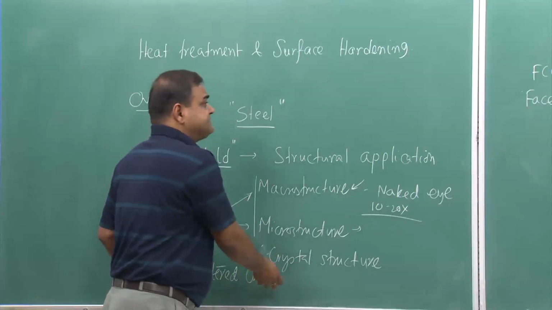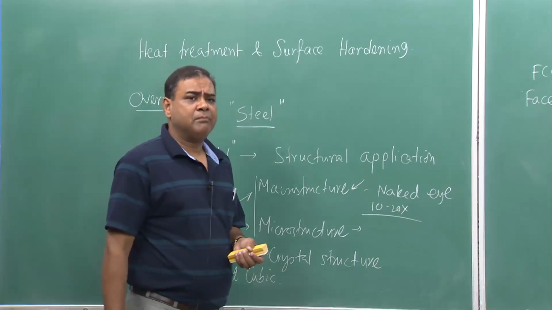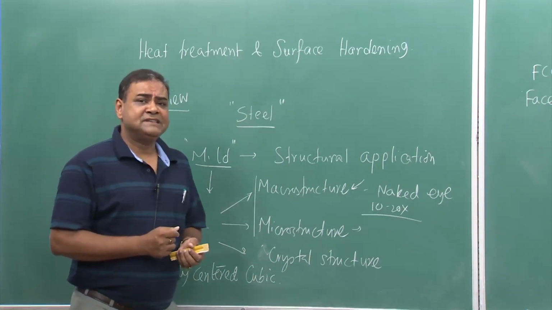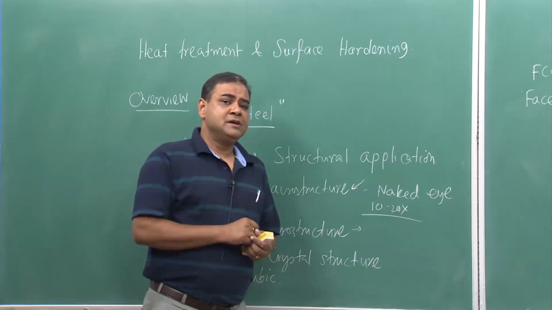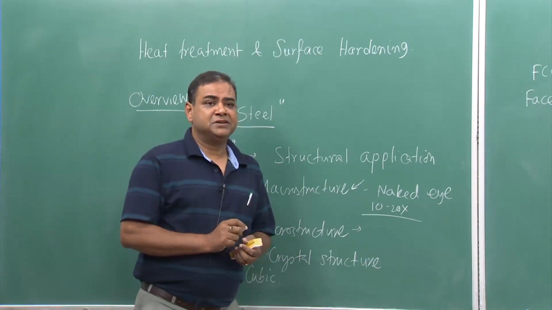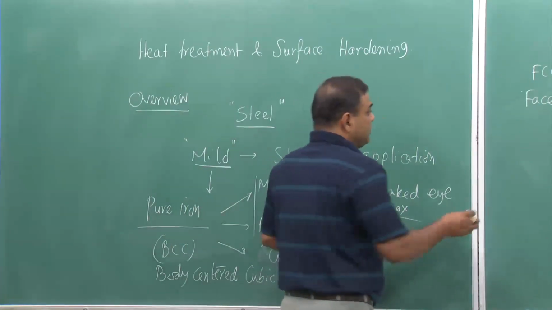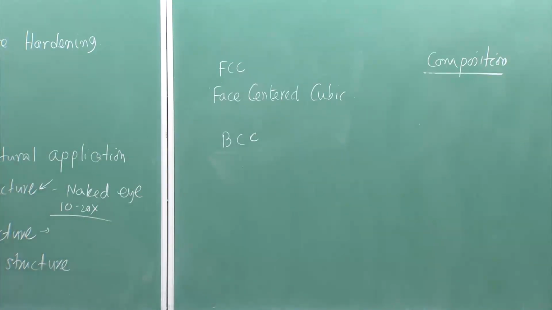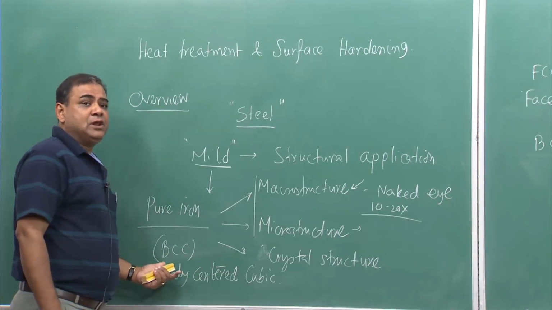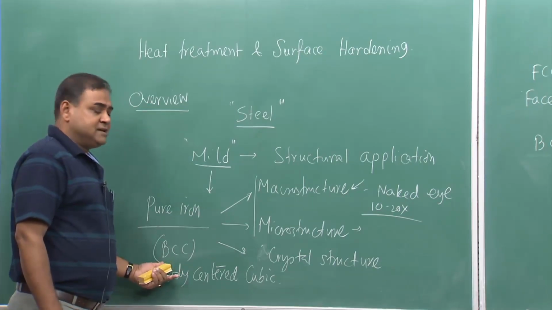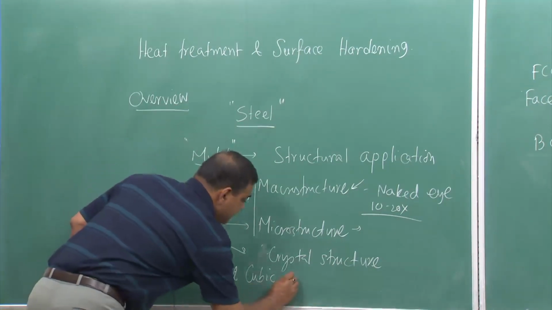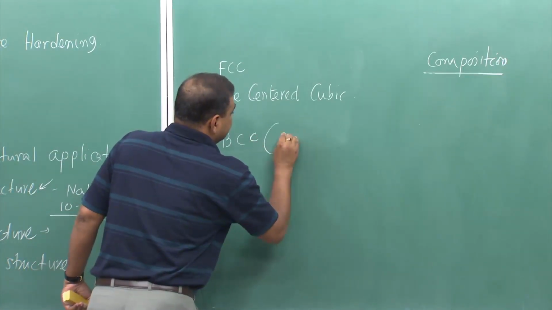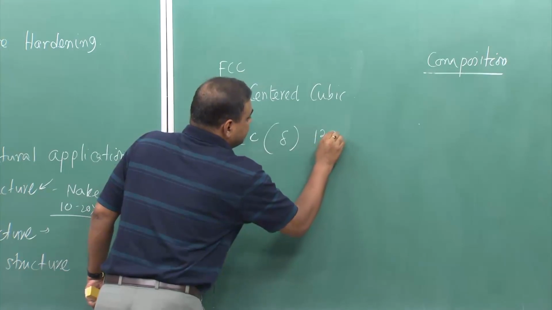Now, these are the two basic structures we have in pure iron. There is one more structure, which is BCC again, but that forms beyond a temperature of 1395 degrees Celsius. Which is again body centered cubic. If we consider room temperature, below 910 degrees Celsius, we have BCC, which is called alpha, and the one beyond 1395 degrees Celsius is called delta.